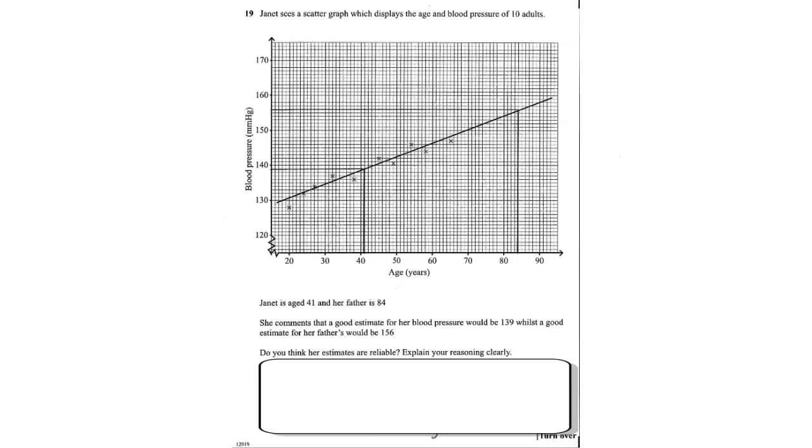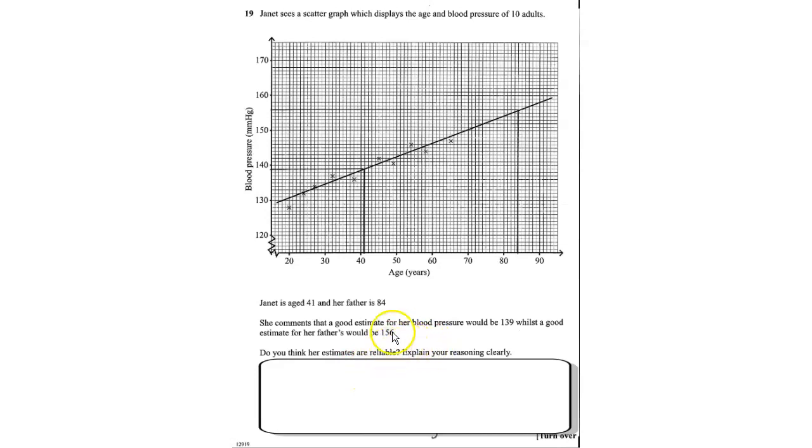Okay, so question 19 is a scattergraph question. So it says, Janet sees a scattergraph which displays the age and blood pressure of 10 adults. Janet is aged 41 and her father is 84. She comments that a good estimate for her blood pressure would be 139, whilst a good estimate for her father's would be 156. Do you think her estimates are reliable?